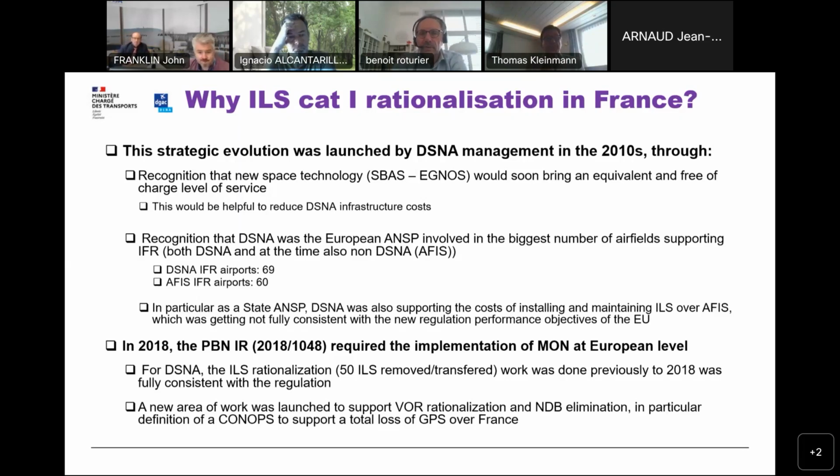Just one word, what was very important for us before going to more rationalization was to build a CONOPS, and the CONOPS that we have built in France is a CONOPS to support operations if we have a total loss of GPS and EGNOS over France. We took some time to draft and design this CONOPS with in particular our operational teams. It was quite an important step for us before designing the minimum operating networks.